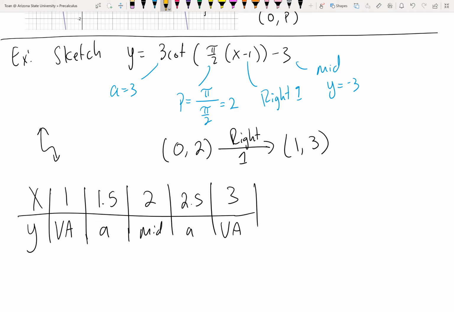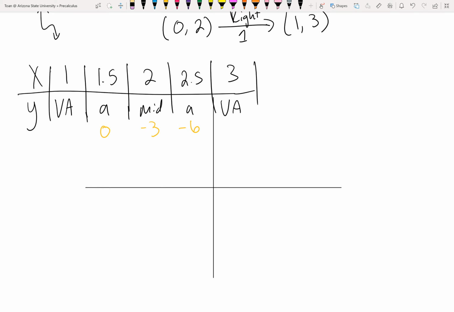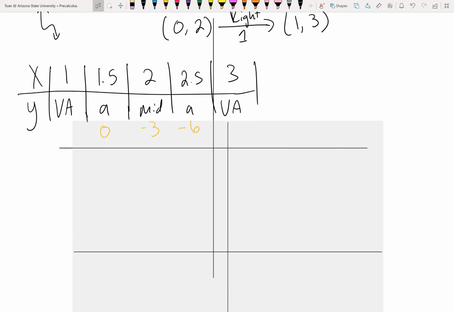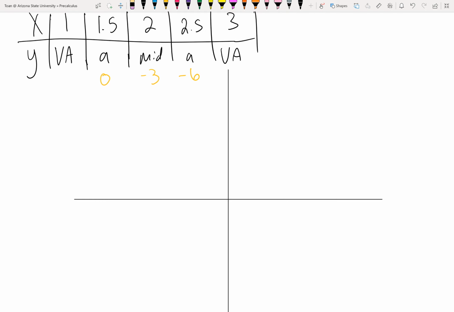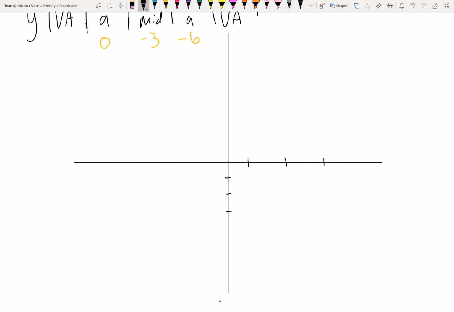So if my midline is at negative 3, I go up by A to the left, which is 0, and down by A to the right, which is negative 6. And then that's it. Just draw your shapes and you're done. Be happy. So we have 1, 2, 3. I had a lot of negatives, so I'm going to scroll down. 1, 2, 3, 4, 5, 6. So 0 is important, negative 3 is important, negative 6 is important.